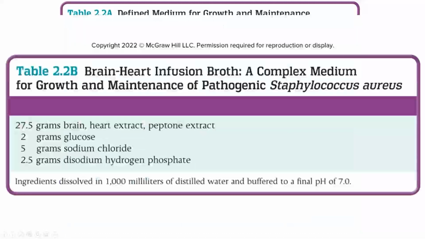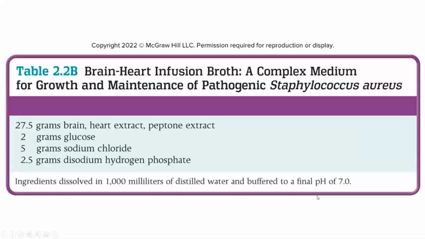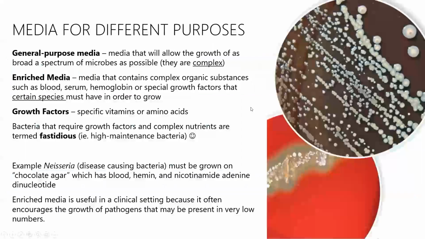Whereas if we look over here, this is the complex media, and we're going to go, okay, 27.5 grams of brain extract and 2 grams of glucose. Well, brain extract or heart extract, those aren't going to be the same every time. We may be weighing it out, but they're not going to have exactly the same protein composition. Hence, this one is a more complex media.